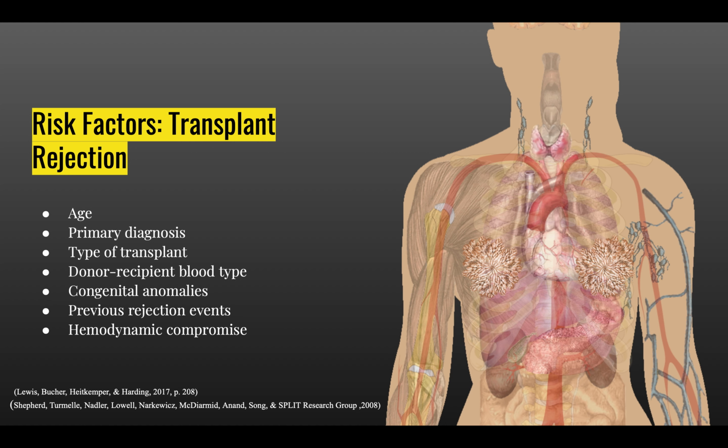Congenital anomalies in the donor organ are also risk factors. With heart transplants, any previous rejection events have a higher risk of rejection. Hemodynamic compromise is heart failure or perfusion failure. This is again with heart transplants, but also kidney and lung.